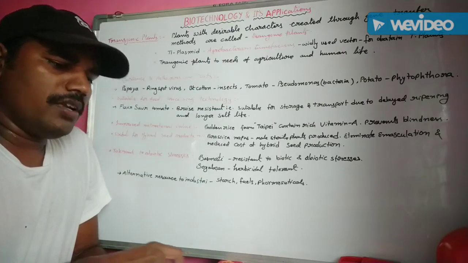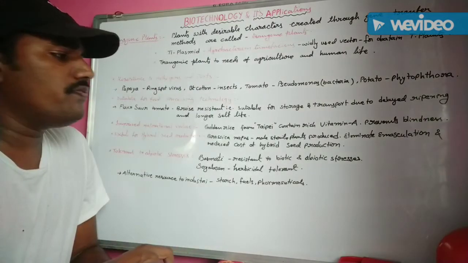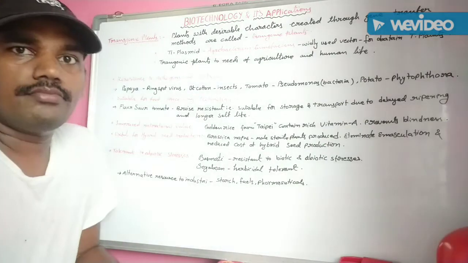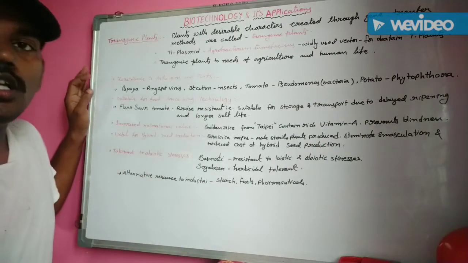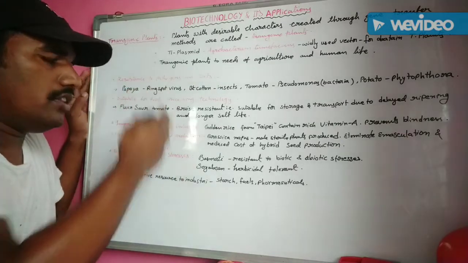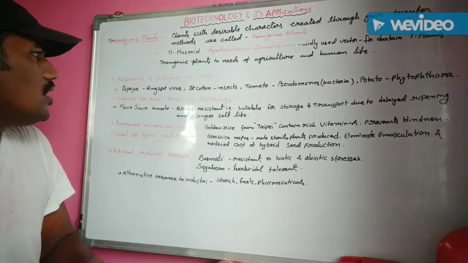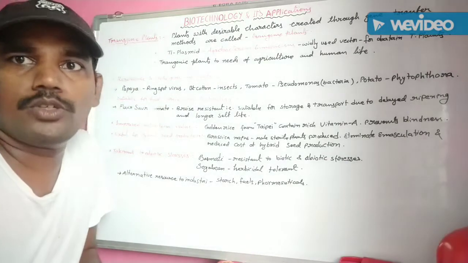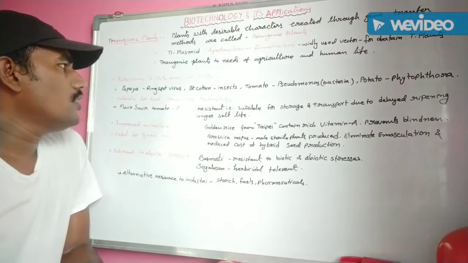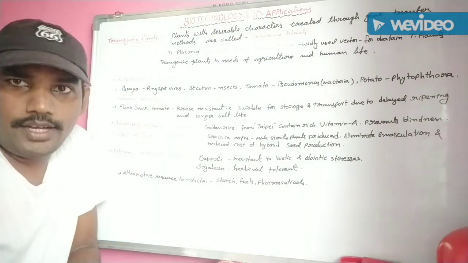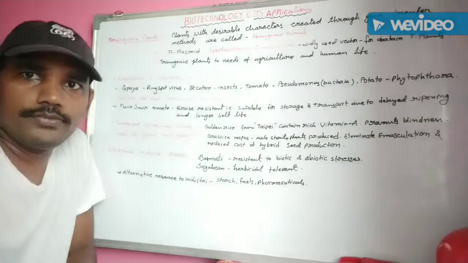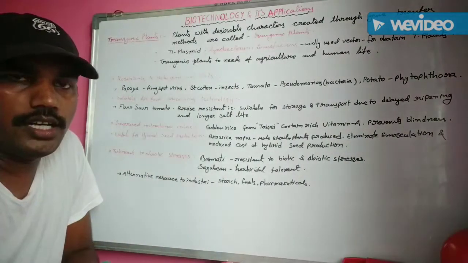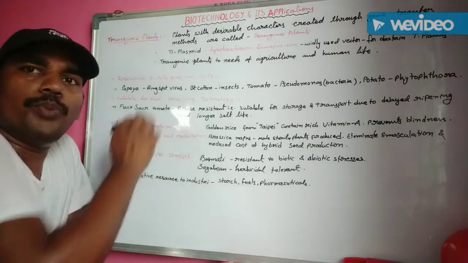Several types of transgenic plants have to be produced to meet specific needs of agriculture and human welfare. Some of these needs are given here. The first one is transgenic plants resistant to pathogens and pests. For example, papaya, Carica papaya: some transgenic Carica papaya plants are resistant to ring spot virus.